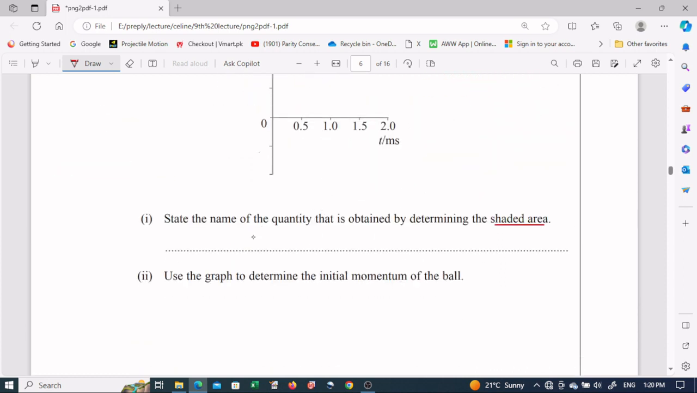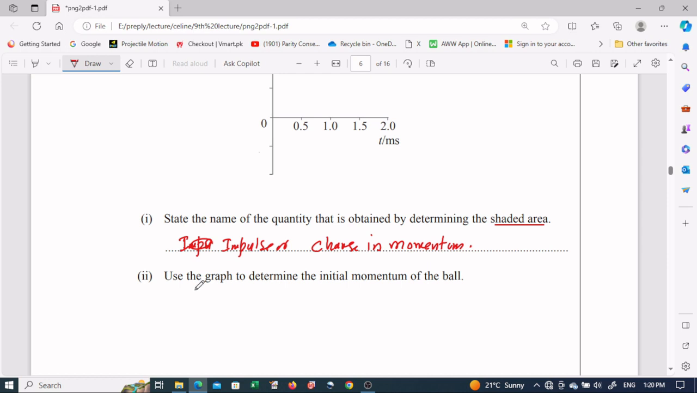Okay, now we state the quantity. The shaded area shows the impulse, and we know that impulse must be equal to the change in momentum.